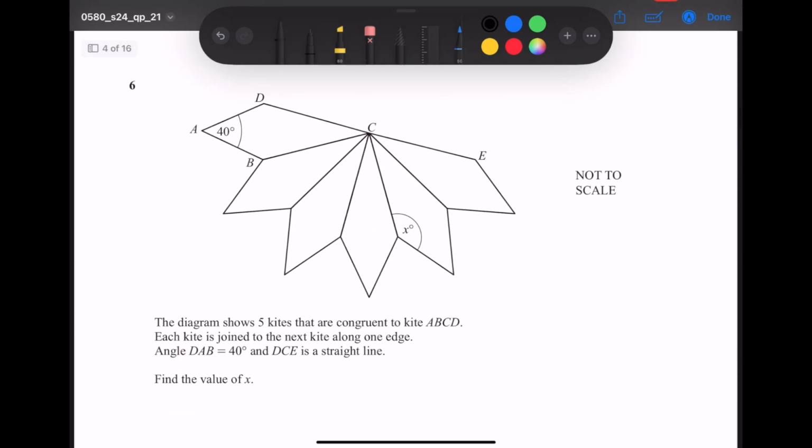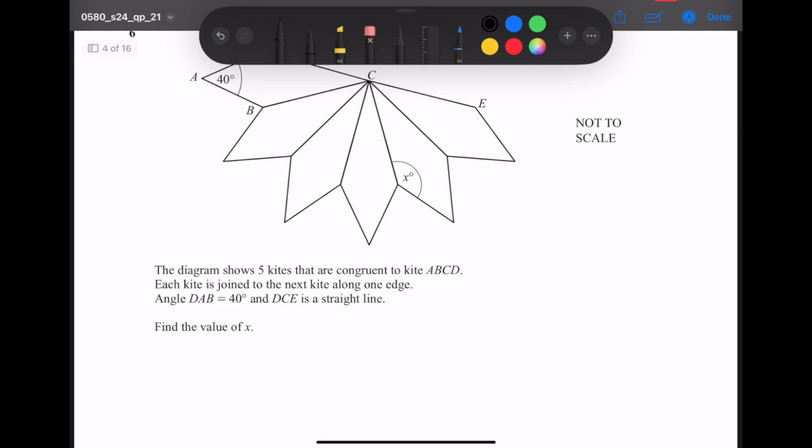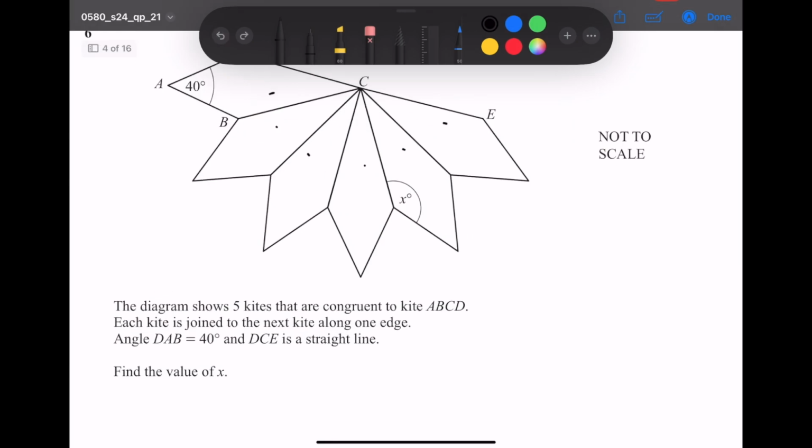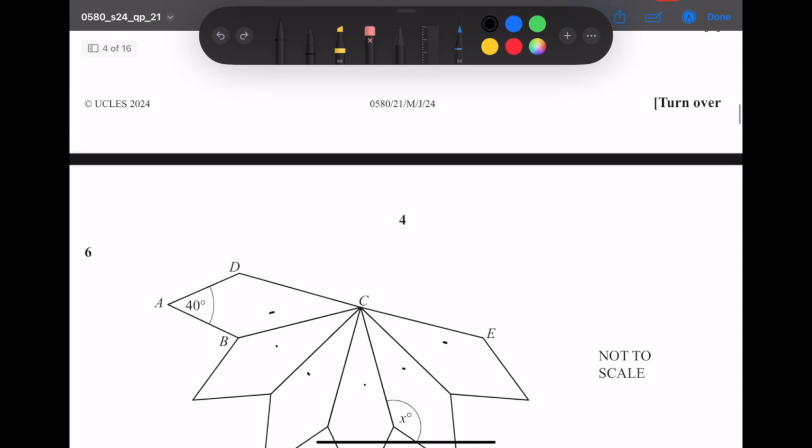For question 6, the diagram shows 5 kites that are congruent to kite ABCD. Each kite is joined to the next kite along one edge. Angle DAB is 40 degrees and DCE is a straight line. Find the value of x. So here we have 6 kites, 1, 2, 3, 4, 5, 6. And these 6 kites are joined to each other. And we know that DCE is a straight line, i.e. the angle DCE is 180 degrees.